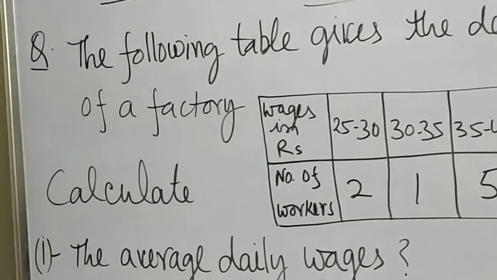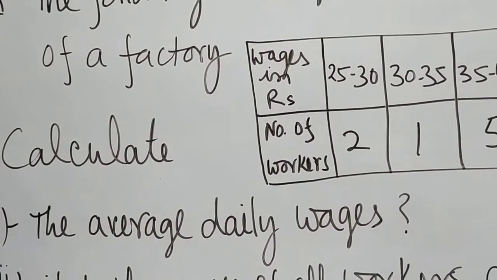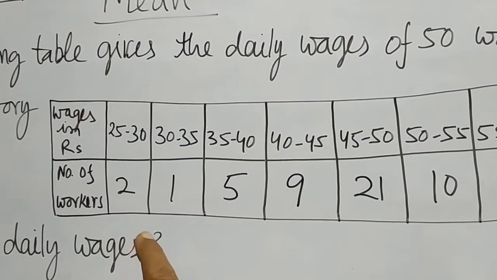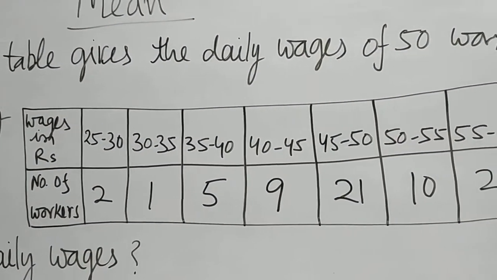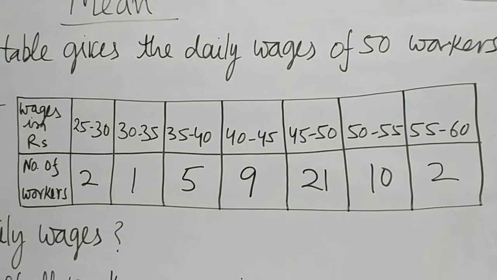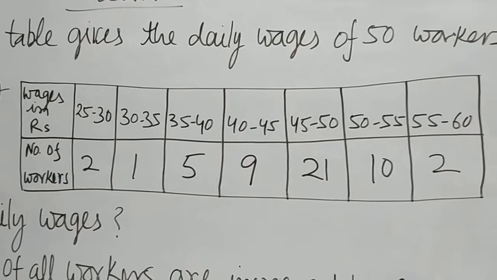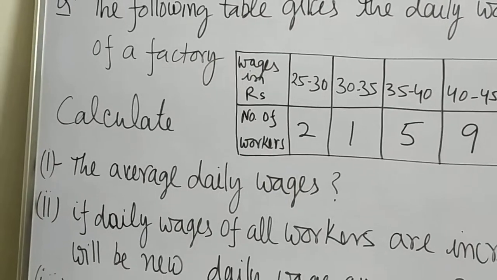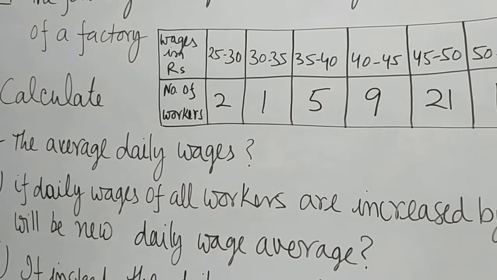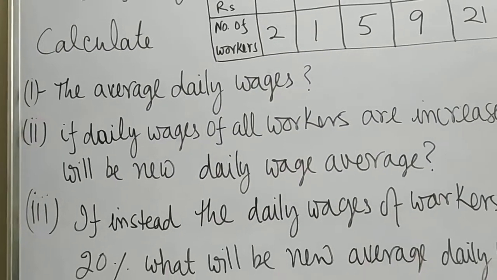What we have to calculate is, number one, the average daily wages, because here laborers are not getting the same daily wage. If everybody was getting the same rupees per day, then there was no question of calculating the average daily wage. Understand? Although we have calculated such type of average or mean, you will get refreshed here.